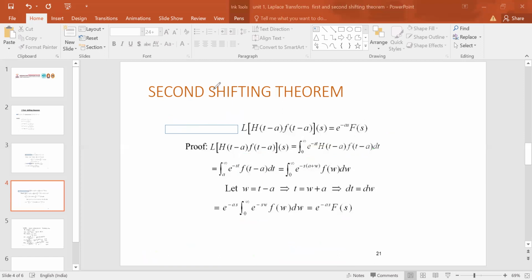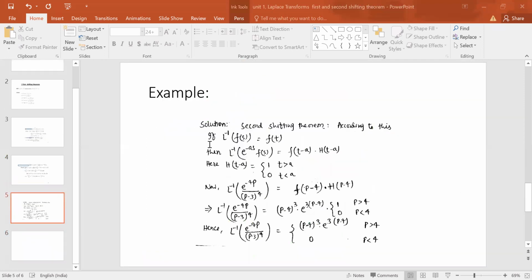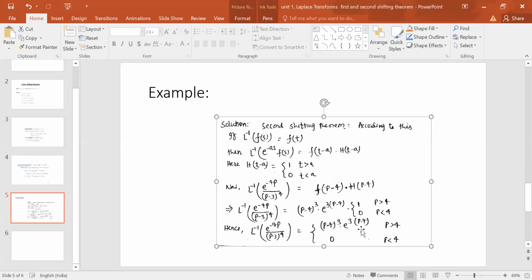So hereafter, let us see a few applications of the second shifting theorem. So what are the applications of the second shifting theorem? First example, you see. Here, the Laplace transformation of two functions should be there actually. Those two functions are here: p minus 4 whole cube into e power 3 into p minus 4. Okay.